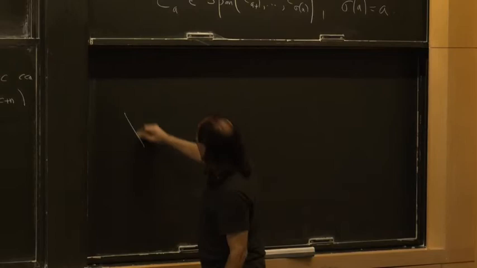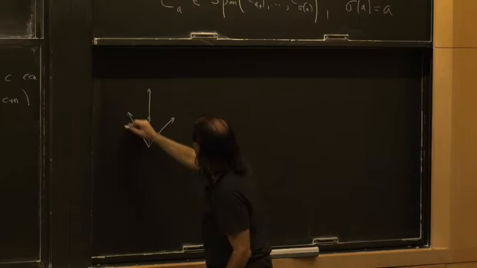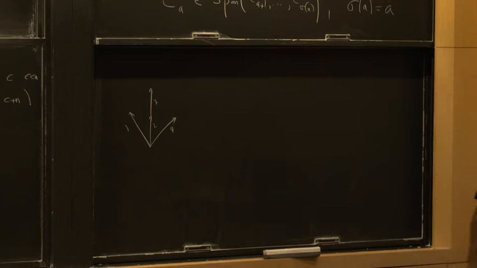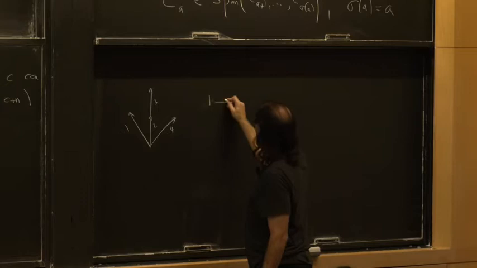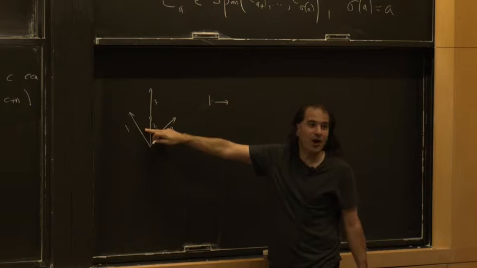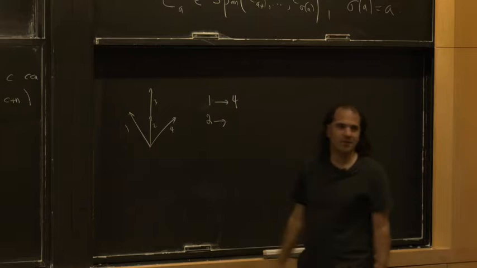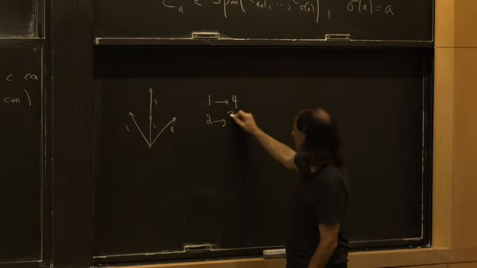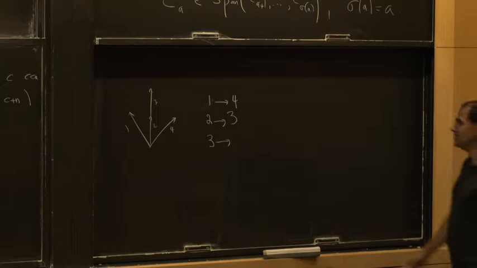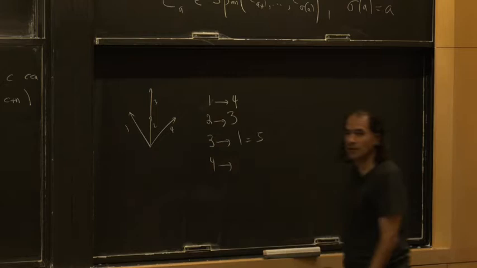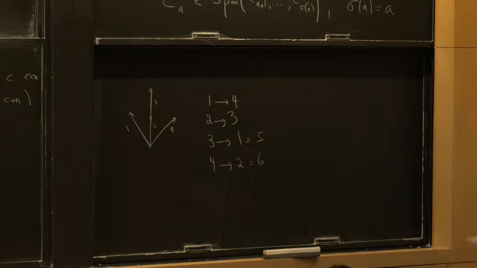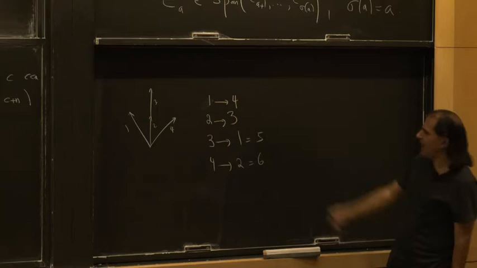So let's say 1, 2 and 3 are parallel. Then what would the affine permutation, the one associated with the decorated permutation associated with the graph, be? So here, who does 1 go to? 1 goes to 4, right? 2 goes to who? It's the first guy, 2 goes to 3, exactly. 3 goes to 1, which is 5. And 4 goes to 2, which is 6. Okay?